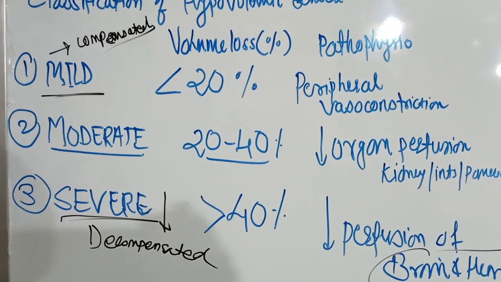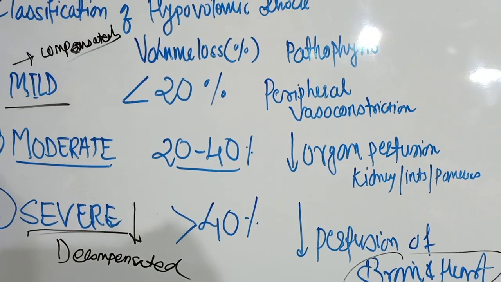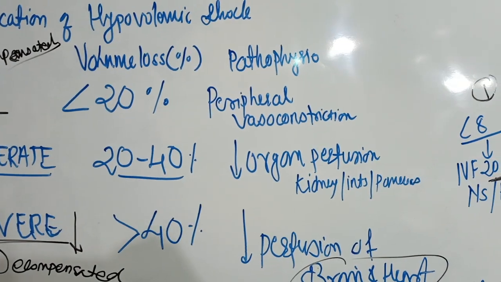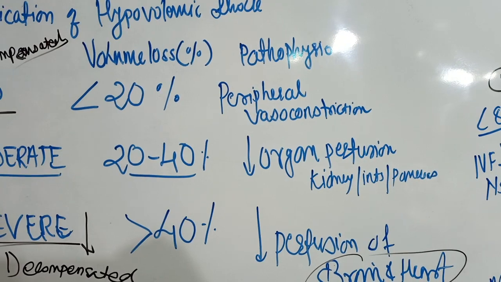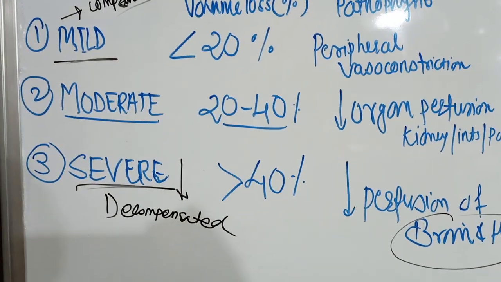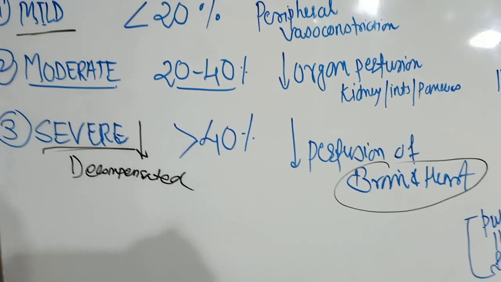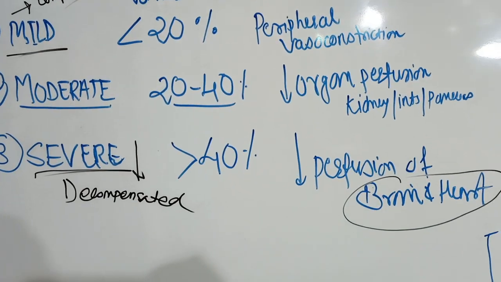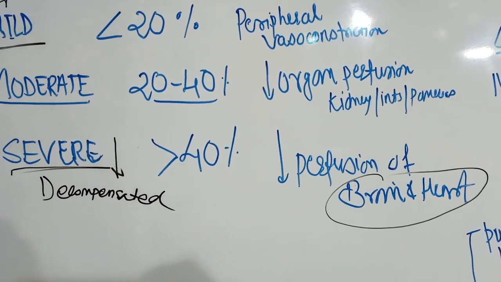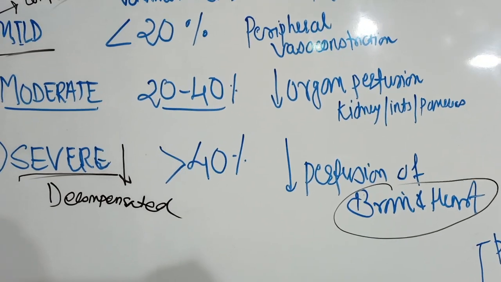In moderate shock, there is 20 to 40% loss of blood volume. There is decreased perfusion of kidney, intestines, and pancreas or other organs. In severe hypovolemic shock, which is not compensated, it is decompensated, there is more than 40% loss and decreased perfusion of brain and heart.